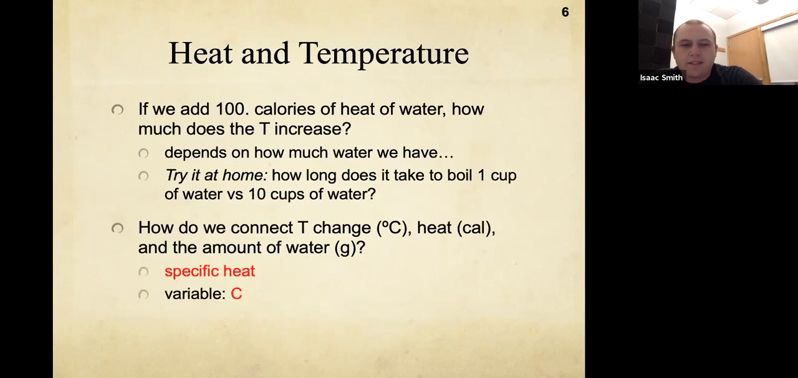So what we have is something called specific heat. And the definition of specific heat is the amount of energy it takes to raise 1 gram of a substance by 1 degree Celsius. And so you'll see that in the units here. The units for specific heat are calories per gram degree Celsius, or sometimes you see it as joules per gram degree Celsius.